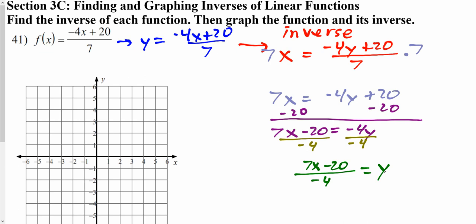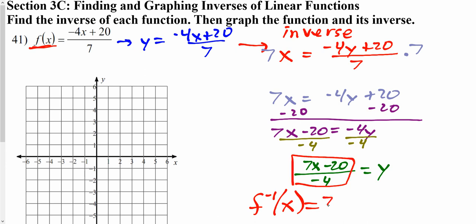Now, when you're dealing with inverses, we're going to write this in inverse notation. We had an f of x before, so we're going to write f with a little negative 1 exponent of x, and then I'm going to write out what I had right here. And then all we have to do is just go ahead and graph each one of these.